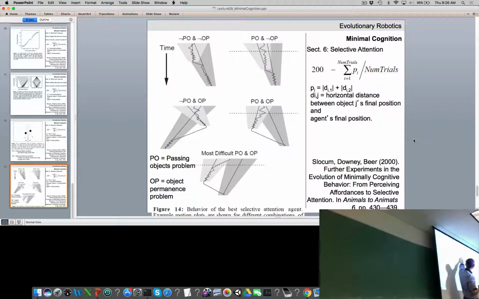So the first of these 5 environments is pretty simple, in which the robot never experiences the passing objects problem or the permanence problem. Then we'll get to these 2 cases down here where the robot is going to have to deal with both problems at the same time. Okay, let's start with trying to figure out these figures.